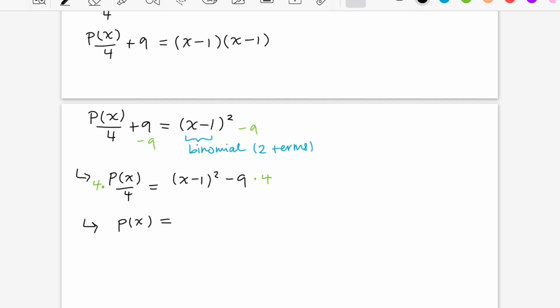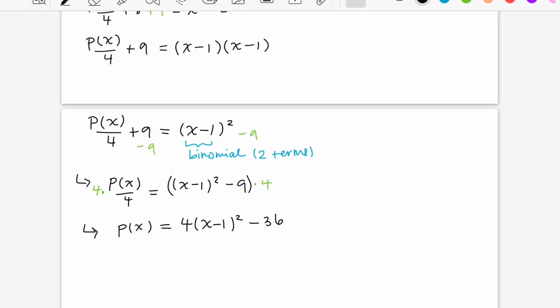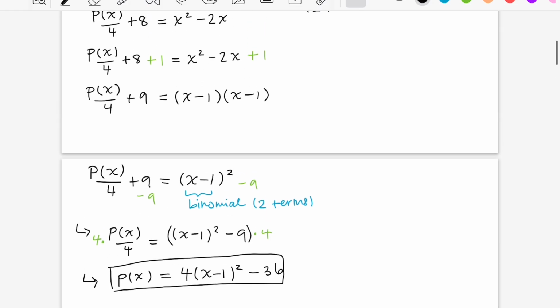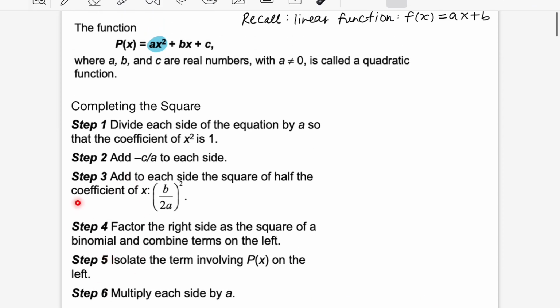Actually, this 4 is being multiplied by every term here. So we end up with 4 times (x minus 1) squared minus 9 times 4, 36. Alright, so this is our p of x. And this is the form that we got when we completed the square by following this 6-step process here.